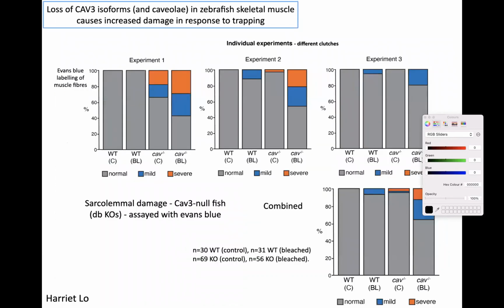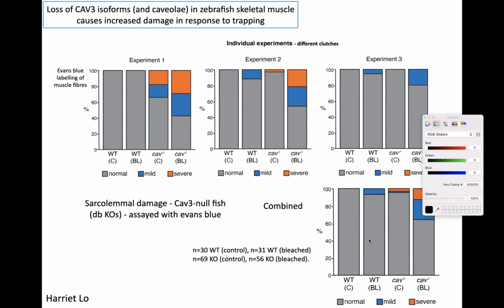And we know this is important because if we have our knockouts, this is the cav minus here, then under these conditions where we're trapping the embryos within the chorion, you get more damage in the knockouts as compared to the wild type. So this is combined data here, so you might want to look at this.